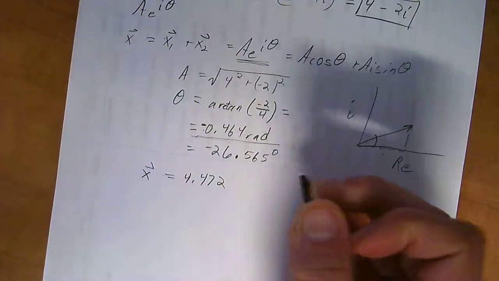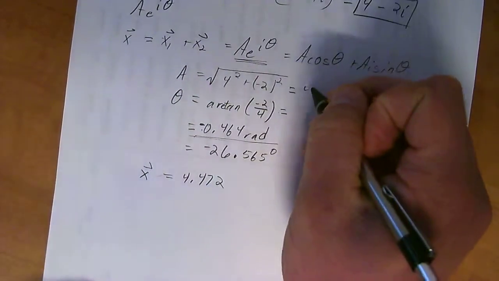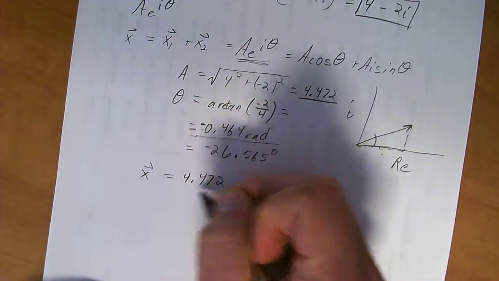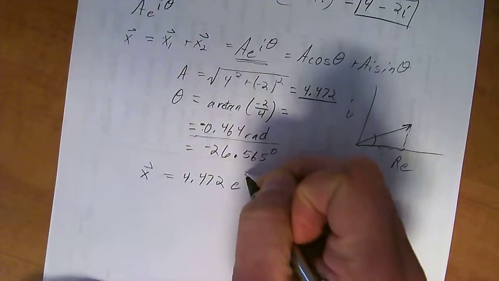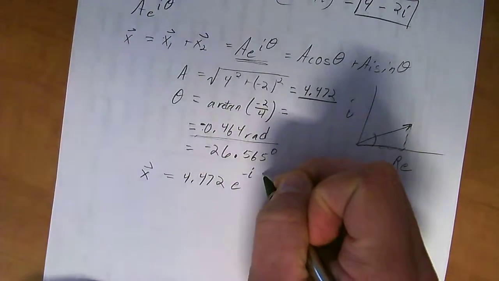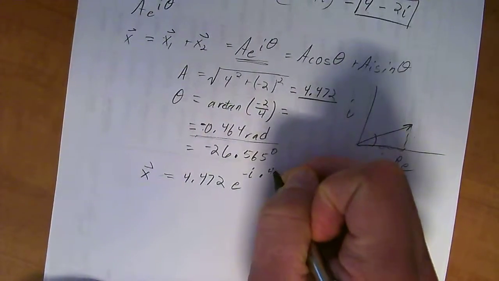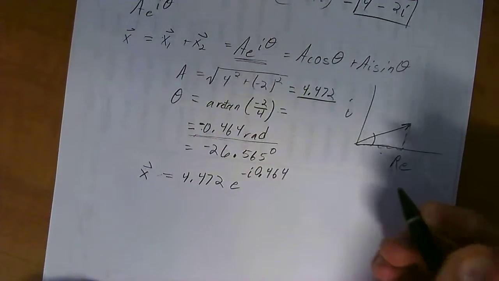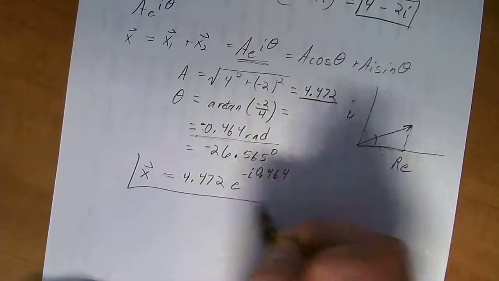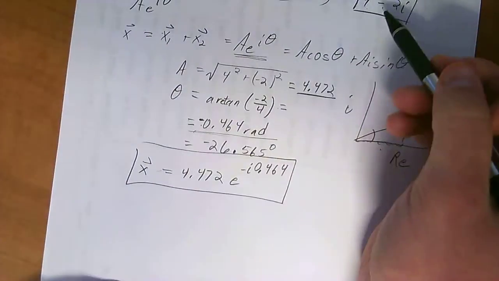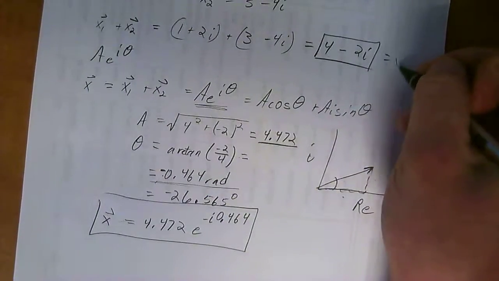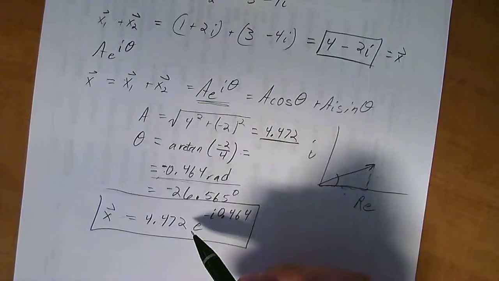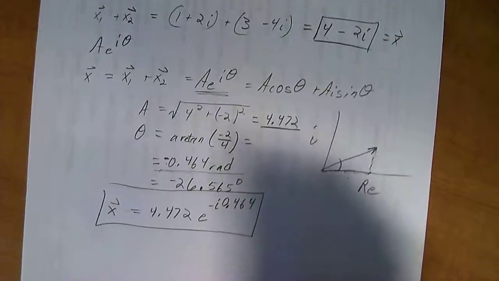So then in standard form, x hat is equal to 4.472, because that's the result of this. Sorry, I didn't put that up there. That's the amplitude. e to the minus i times 0.464. I'll put a 0 there in front of it to make it a little bit clearer. And that's your final answer. So both of these work. This is also equal to x hat. They're just two different forms of it, if you want it in imaginary or in Euler's form. And that's how you add complex numbers.